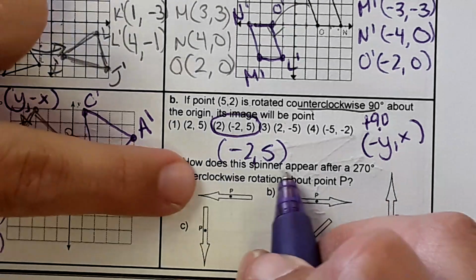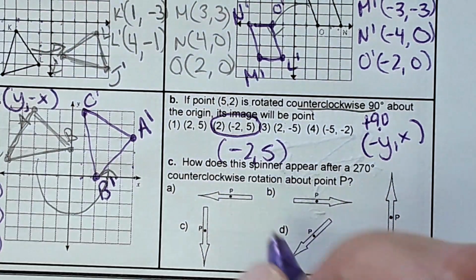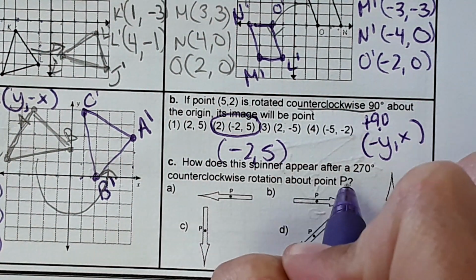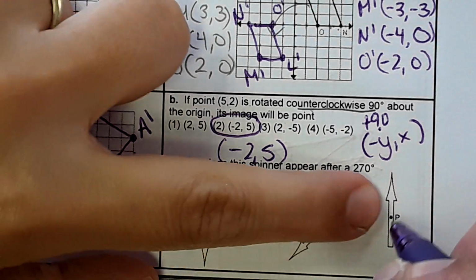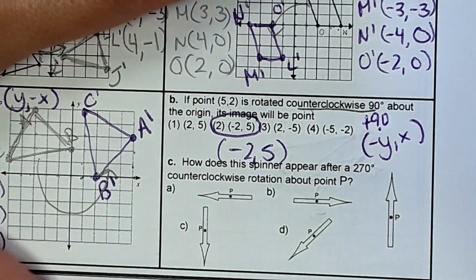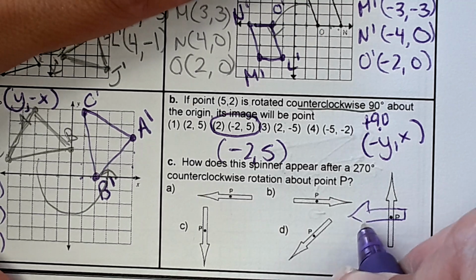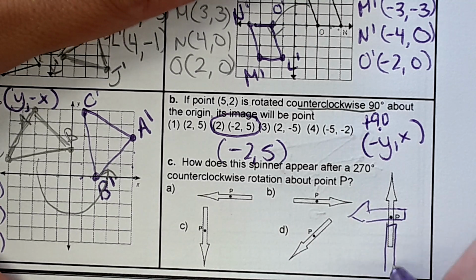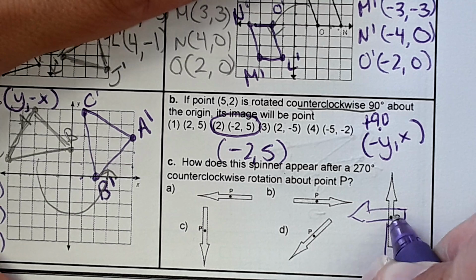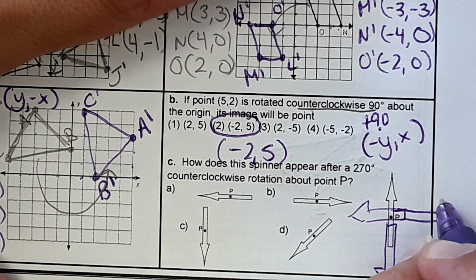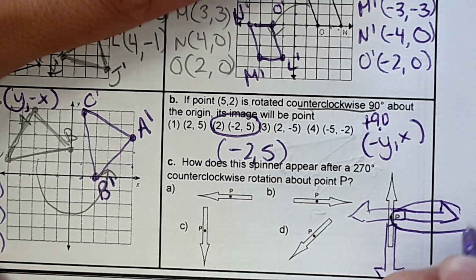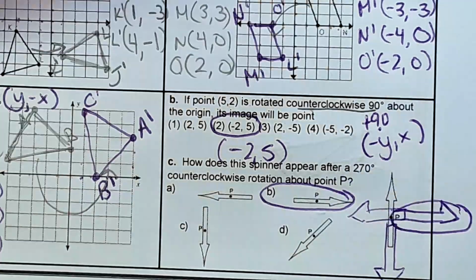And then how does a spinner appear after 270 degrees counterclockwise rotation about point P? So here's the original here. If I was to do a 90-degree rotation, it would be pointing this way. If I was to do 180, it would point down. And then one more turn, and it would be pointed in this direction. So this is my answer. It would be B.